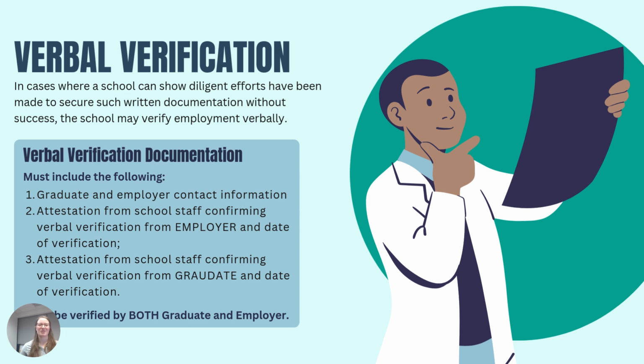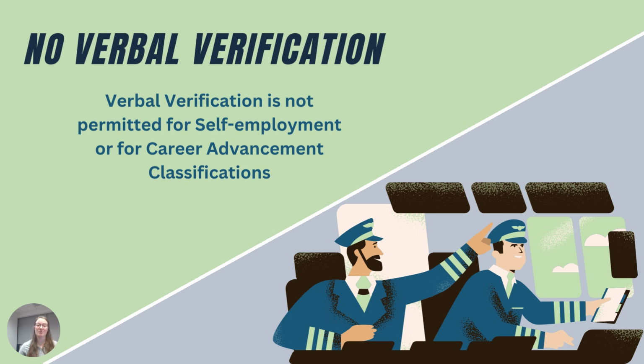The next type of verification is verbal verification. Verbal verification can only be used when a diligent effort has been made to secure written verification. ACCSC does not define diligent effort, but the school must be able to provide evidence that they have made a diligent effort before resorting to verbal verification. Verbal verification must be done with both the graduate and the employer, and a staff member of the institution must attest in writing to each of those verbal verifications. There is no verbal verification allowed for the classifications of self-employment or career advancement because those require written attestations.